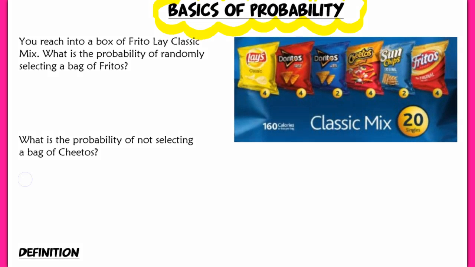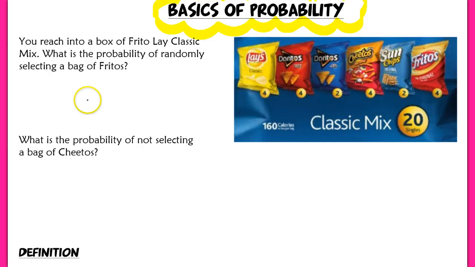Just to give you an idea of what we're going to be talking about today with probability, I have here a picture of a box of a Frito-Lay Classic Mix. So here we've got all the different types of options that we could see within this Classic Mix box. The first question says you reach into the box and what is the probability of randomly selecting a bag of Fritos? So let's say you reach into this box, you're not looking specifically for anything, you're just grabbing the first bag that comes to your hand, and what would be the probability that that bag would be Fritos?